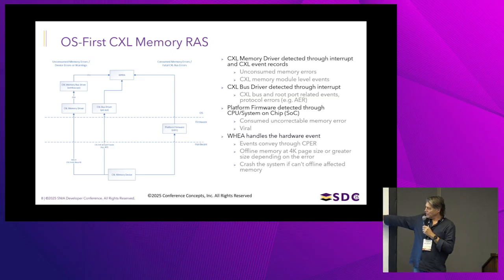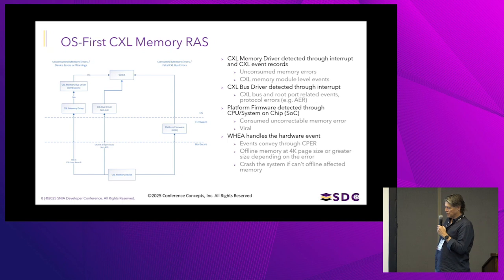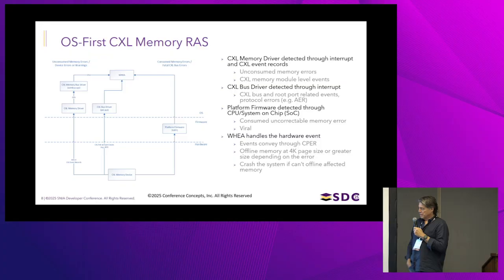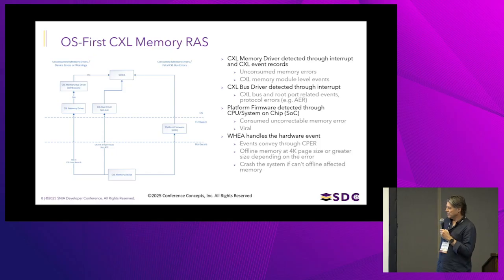The CXL bus driver also has a part in the RAS flows. It's handling root port and bus-related protocol link errors. Those are handled by the bus driver directly and not by the memory device driver. Consumed uncorrectable errors are not really OS first. They go through the normal platform firmware machine check exception architecture in general, including viral. So that's the standard way of doing it, not really OS first, but the rest of this is OS first, where we're going to get interrupts specifically and handle them directly in Windows.